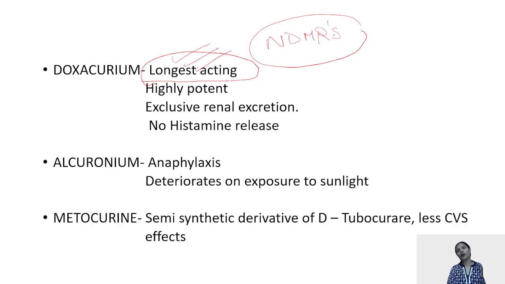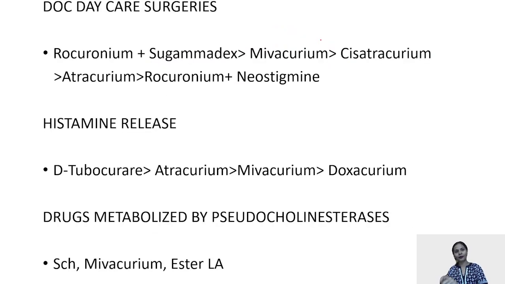Alcuronium was known for its anaphylaxis and thus not used. And lastly, we have metocurine, again for historical purpose. It was a semi-synthetic derivative of D-tubocurarine with less serious side effects in comparison to D-tubocurarine. I hope you still remember the side effects of D-tubocurarine. They were massive histamine release and the only NDMR which was known to cause the ganglion block leading to hypotension.